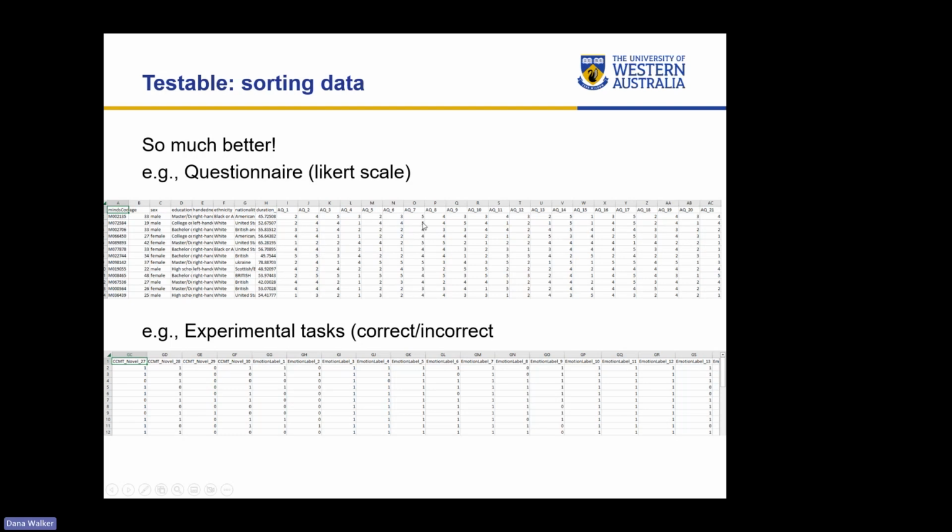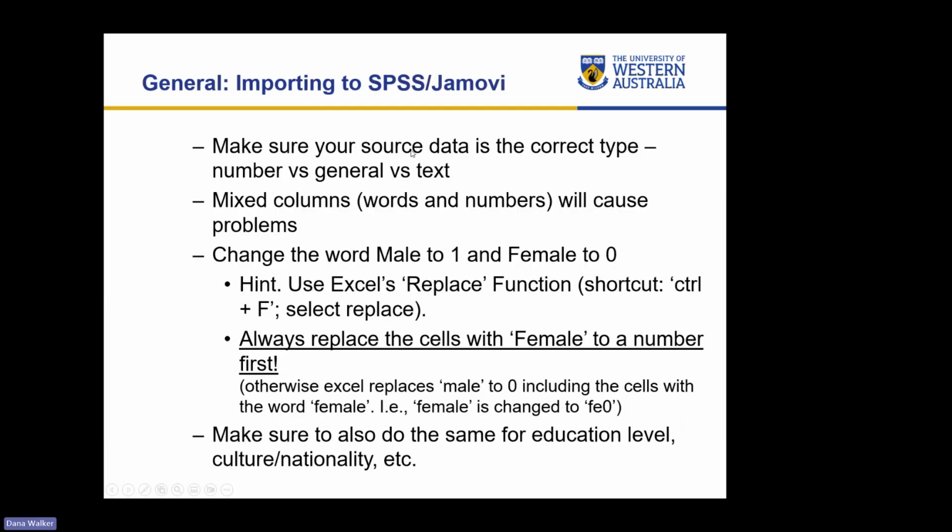And as you can see here, this is because it's Leichhardt, that's why it's formatted like that. And this is incorrect and correct, which is binary code, 1s and 0s. So what you want to make sure when you're importing to SPSS and Jamovi is that you have the correct data type in there. Okay. Now on the slide, it says don't mix numbers with words. If you are a Jamovi user like me, you can ignore that advice. If you are an SPSS user, you need to take that advice seriously.